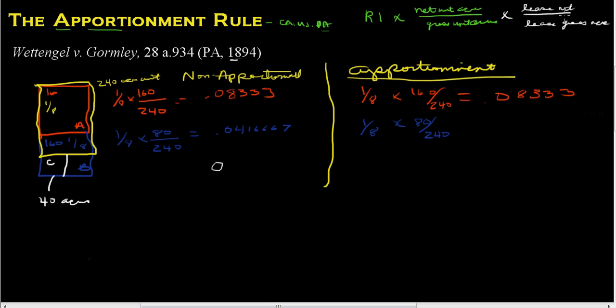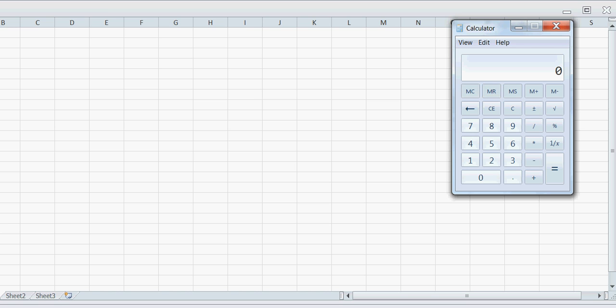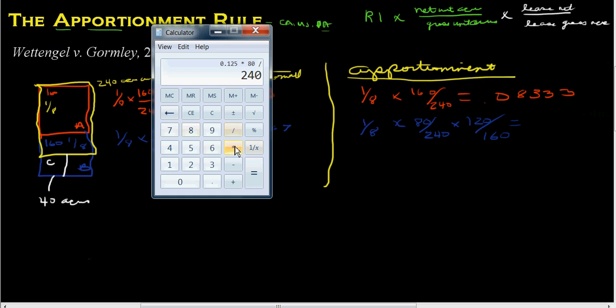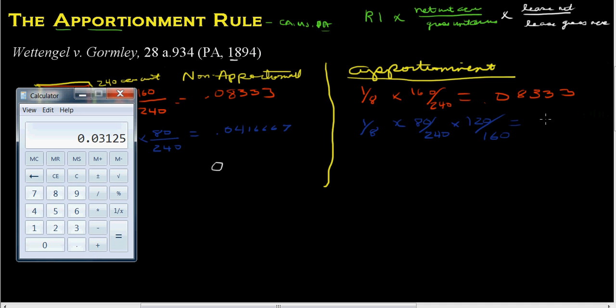Now we're going to have to add this additional calculation, that is his lease net over the lease gross acres. So his lease net, he had 160, he conveyed 40 to C, so his lease net is 120 acres, and the lease gross was originally 160 acres. So let's look at what that calculation looks like. 0.125 times 80 divided by 240. And now we have to add this additional calculation of times 120 divided by 160. So B's interest is now 0.03125.